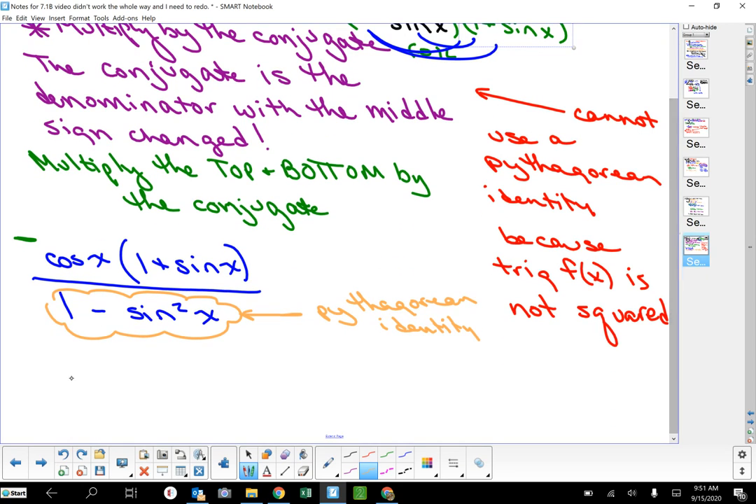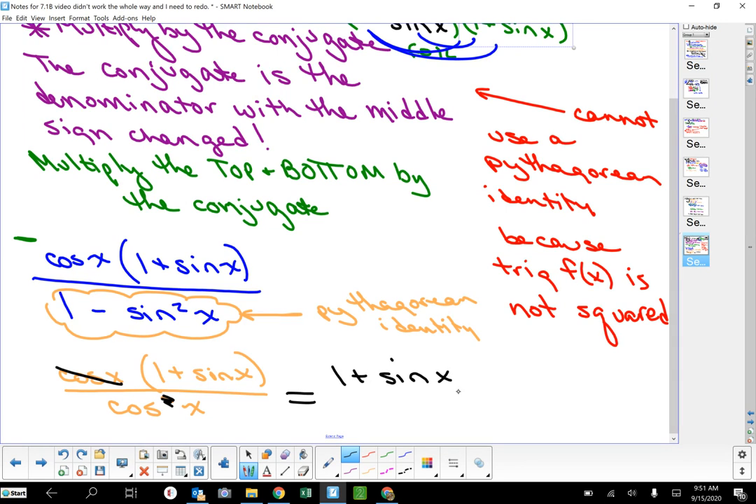So now I have cosine x times 1 plus sine x over cosine squared x. Okay. And I'm going to now cancel a cosine on the top, cancel a cosine on the bottom. Well, this is going to leave me 1 plus sine x over cosine x.